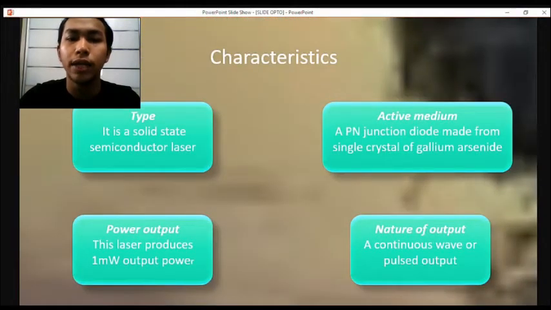For the characteristics, the type of laser is a solid-state semiconductor, and for the active medium, a PN junction diode from a single crystal of gallium arsenide. This laser can only produce about 1 milliwatt of output power, and for the nature of output, this laser gives a continuous wave or pulsed output.